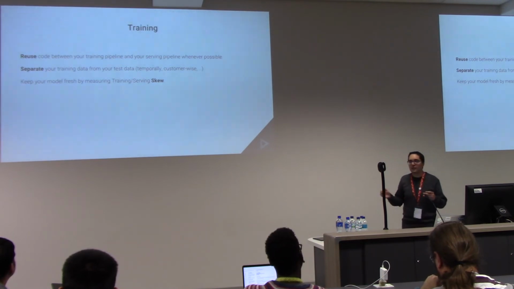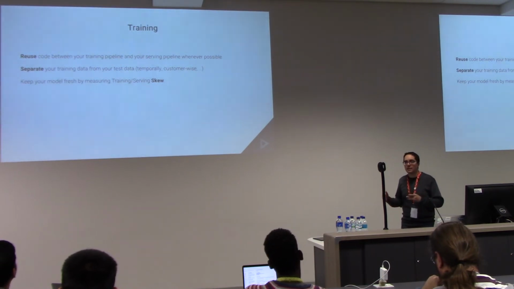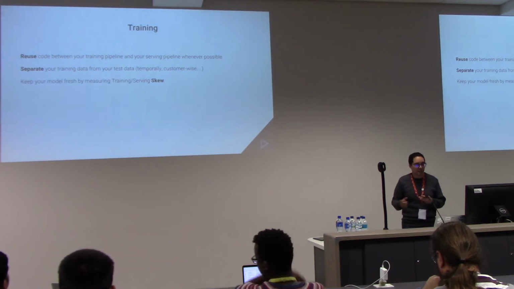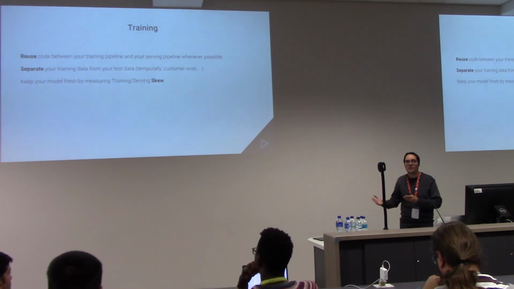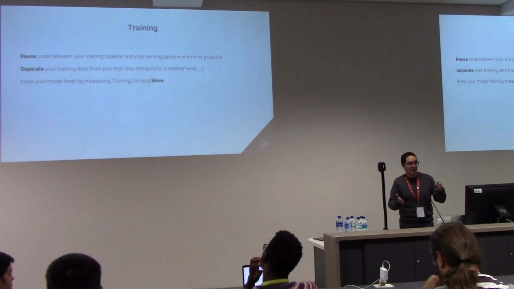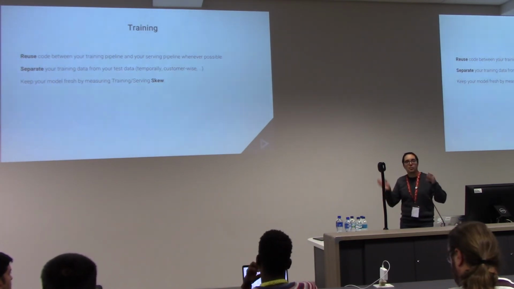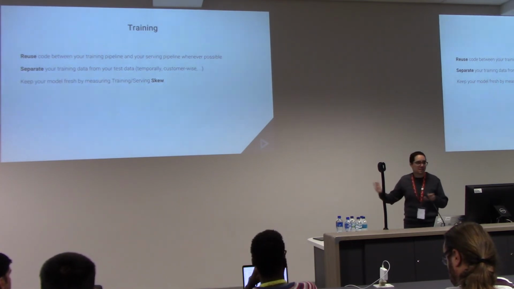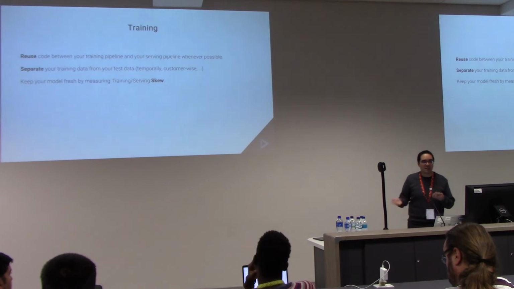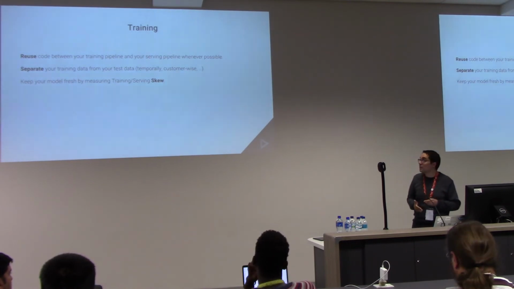And keep measuring all the time the skew between your training performance and your serving performance. Because if your data shifts, you will see this shift in this skew. So if you put a number on it at the beginning of the deployment, when you see that this skew is shifting too much, it means that you need to retrain your model.